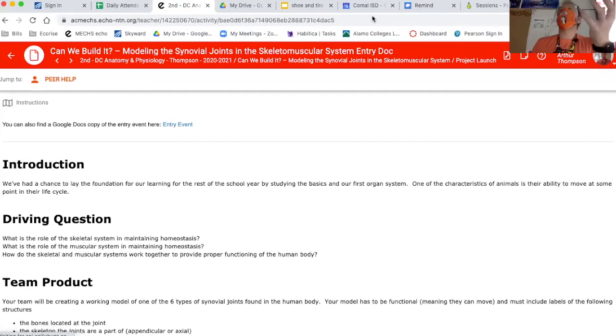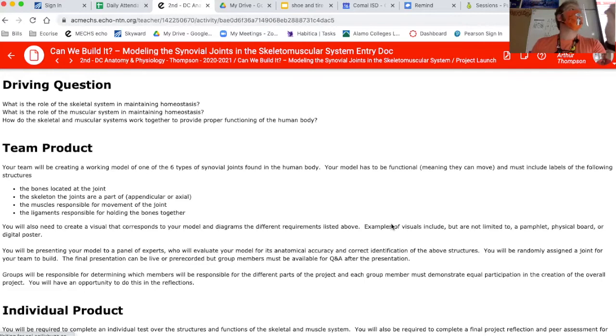And so that's where the project comes in. What you're gonna do is create a working model of one of the 6 major types of synovial joints. Now, one of the things we're gonna get into is that the definition of a joint is a lot broader than we are familiar with. Most of the time when you think of a joint, you're going to be thinking of your shoulder, your elbow, your knee, wrists, ankles, stuff like that. Parts of your body that move around, right? And so you're going to make a model of one of those.